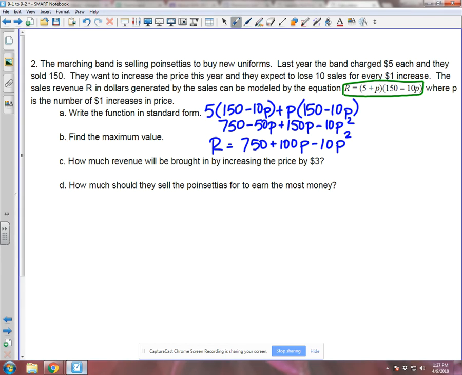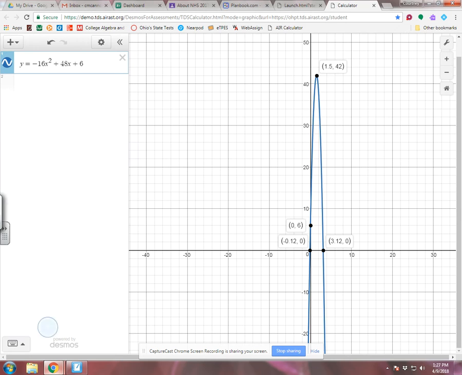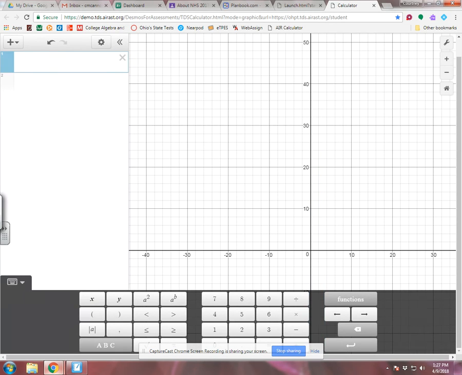Folks, if I am increasing the price by $3, what variable is this? Price is P, isn't it? So what is the P going to be? 3. What do you think I should do with that 3? Plug it in. So I have 750 plus 100 times 3 minus 10 times 3 squared. How much money will they bring in if they raise the price by $3? $960, she says.